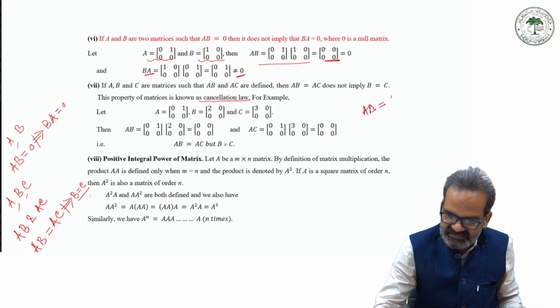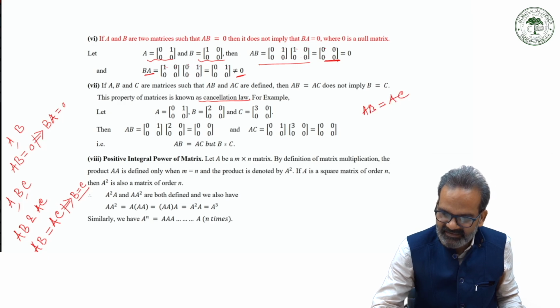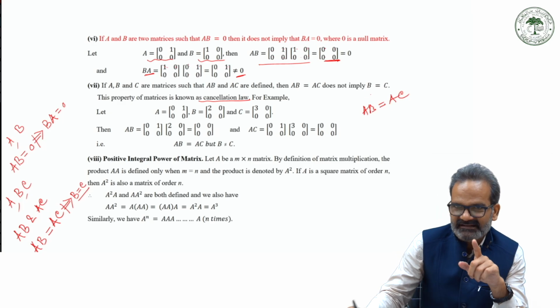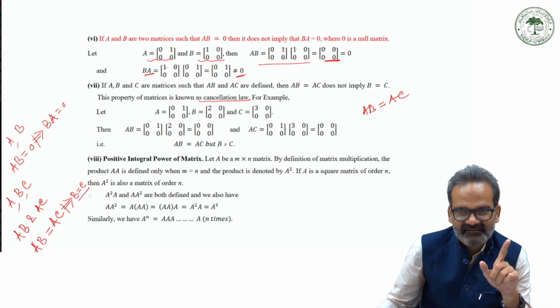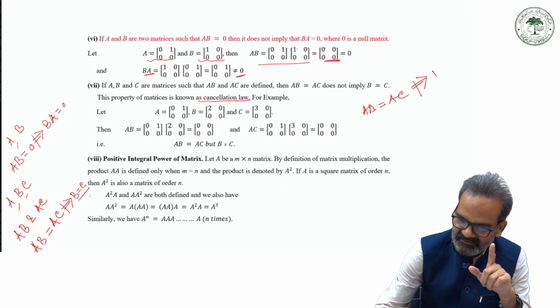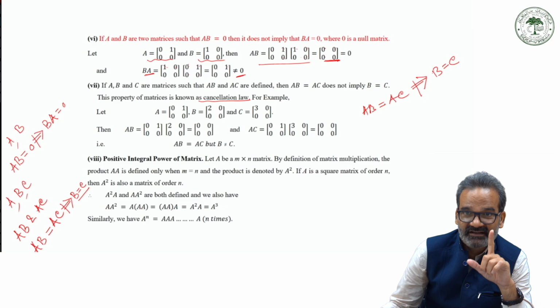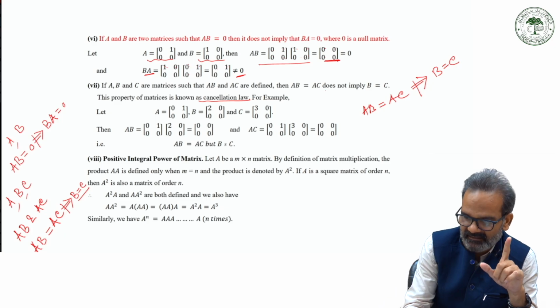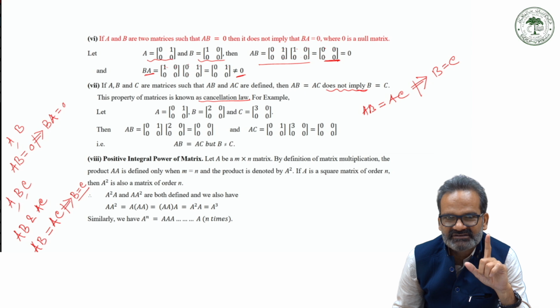If AB is equal to AC, it never means we can cancel A with A in this equation. So this never implies that B is equal to C. Be careful, it does not imply B is equal to C.